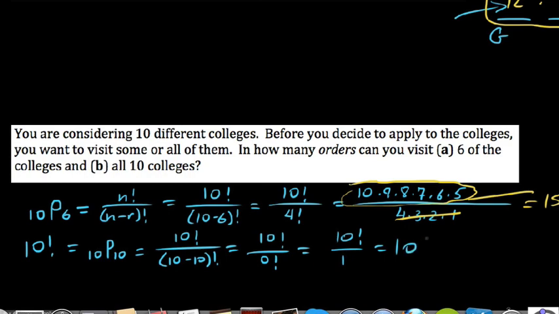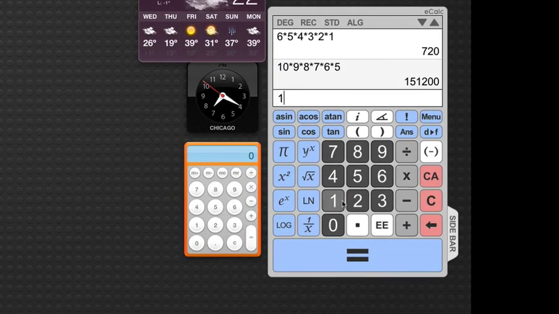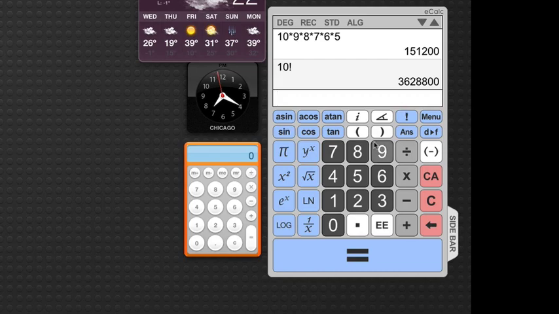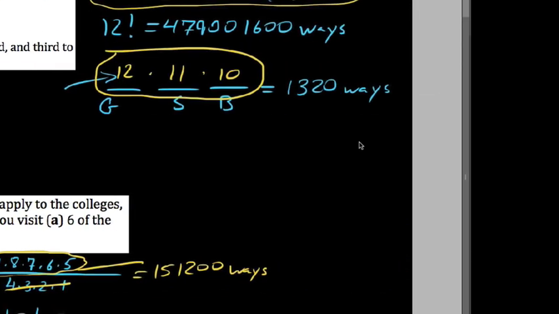So this just comes out to be 10 factorial, which in this case, just using the factorial button this time on our calculator, we say 10 factorial, we would get 3628800 ways. So yeah, this is just kind of a video on how you would use permutations in the formula.